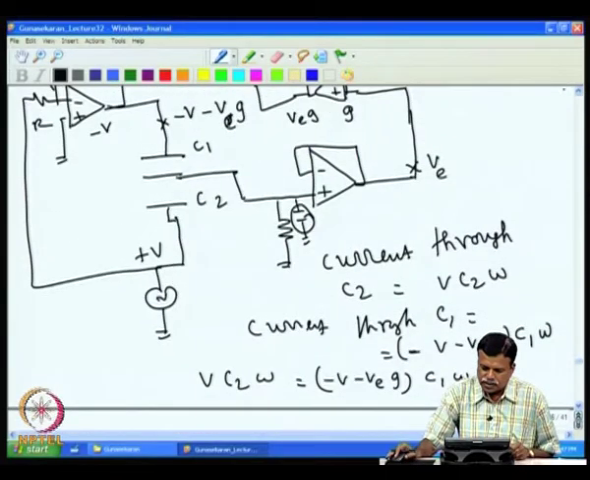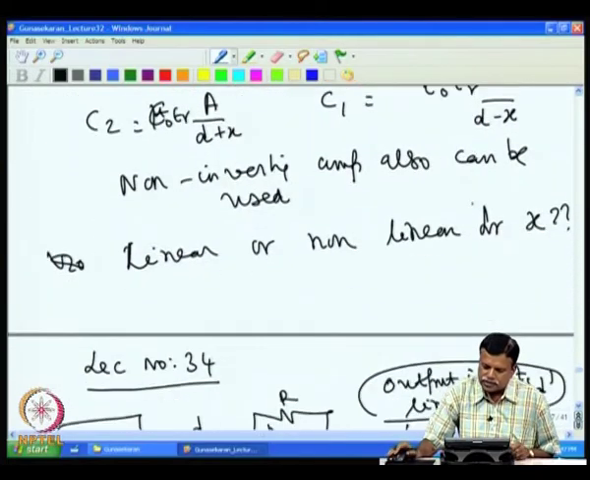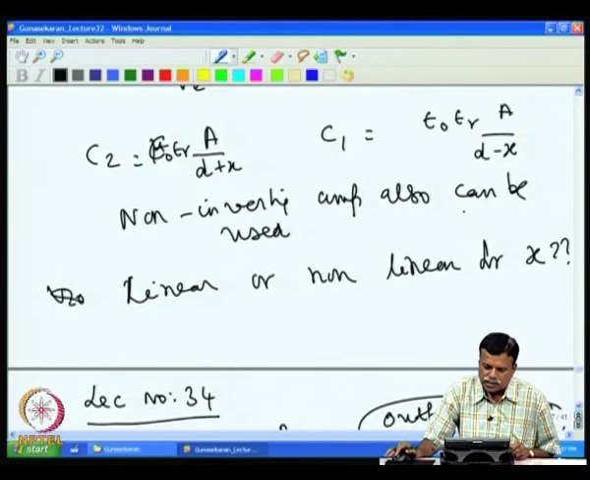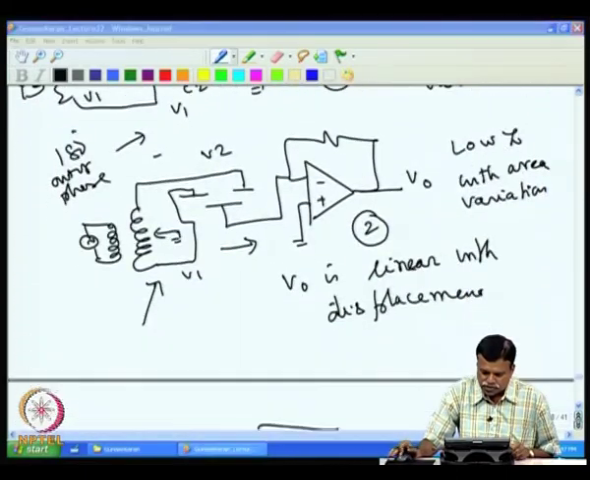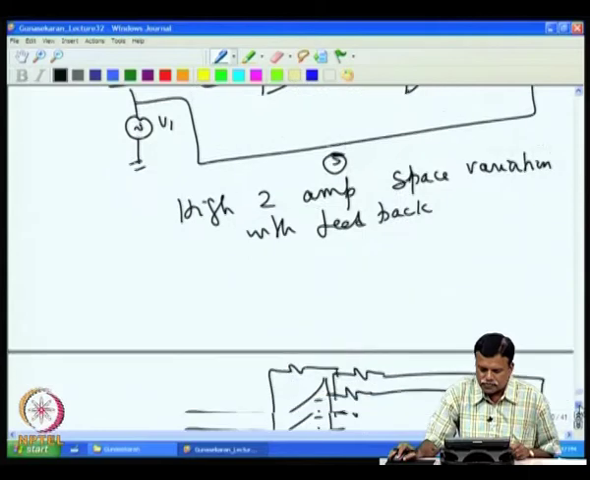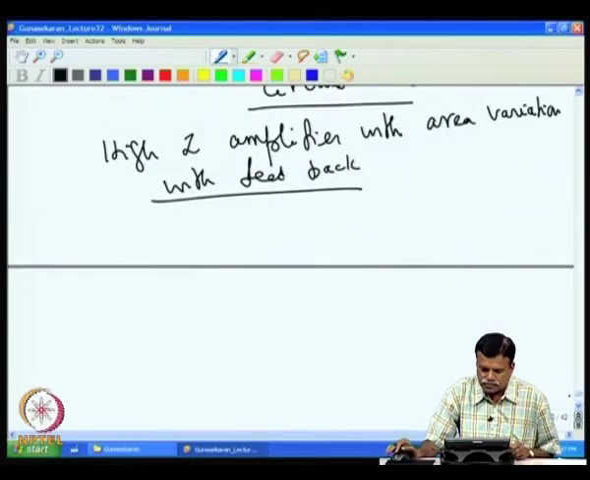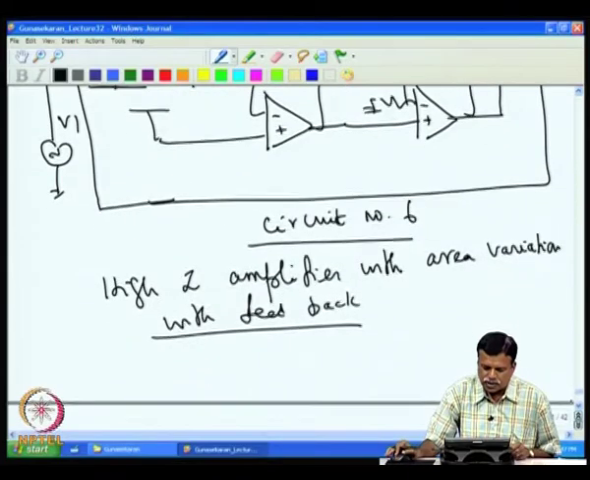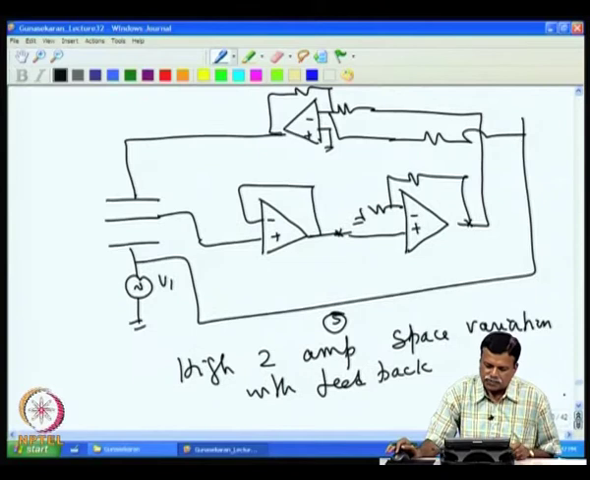We had shown that with this one, this is not linear, because we had shown that C1 plus C2, if we take this circuit number 5 and 6, which are actually with feedback.